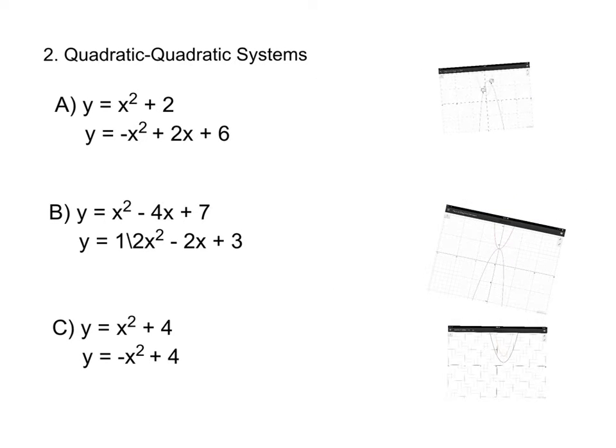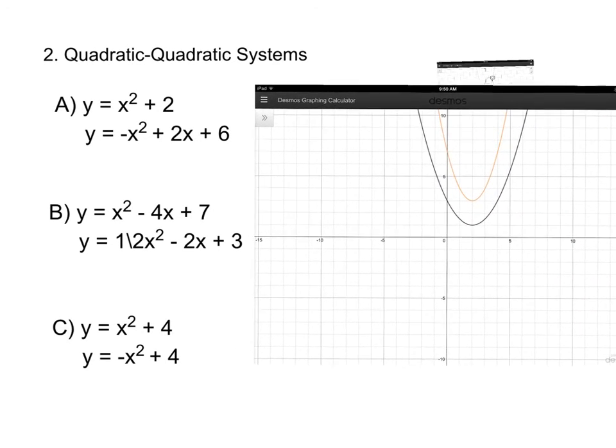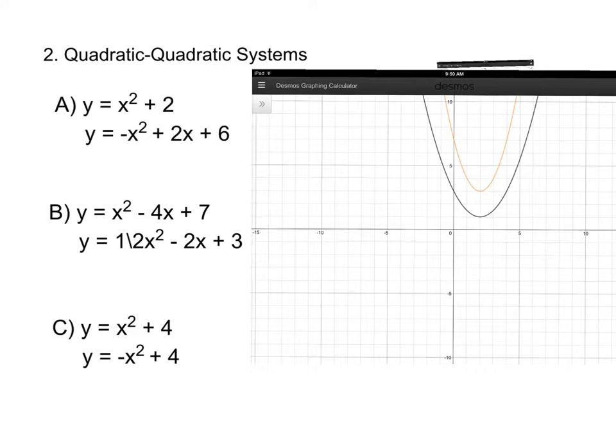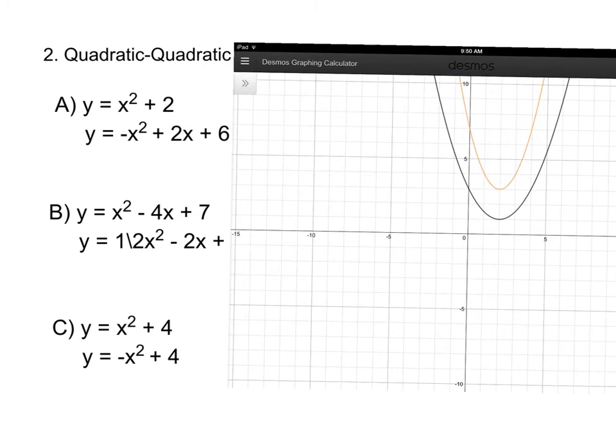The next one has both opening up, x squared minus 4x plus 7, and 1/2 x squared minus 2x plus 3, and that looks like this and has no solution. Those 2 don't intersect at all. They're both going to continue to get wider as it goes up. So like the orange one will never meet up with the black line there. No solution. And that'll happen sometimes.